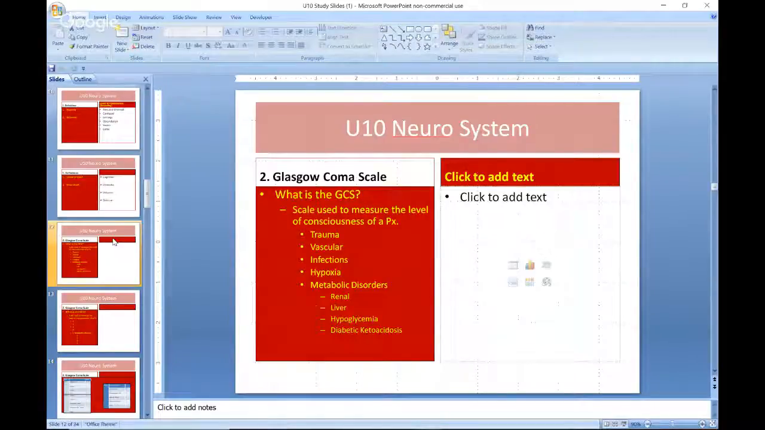And now we're doing a neurologic test with Glasgow Coma to determine how much function they have.